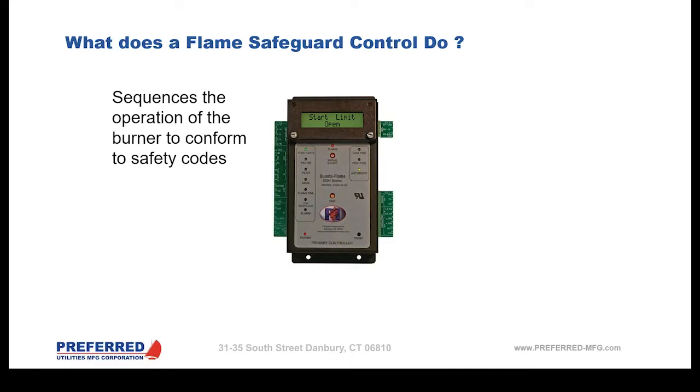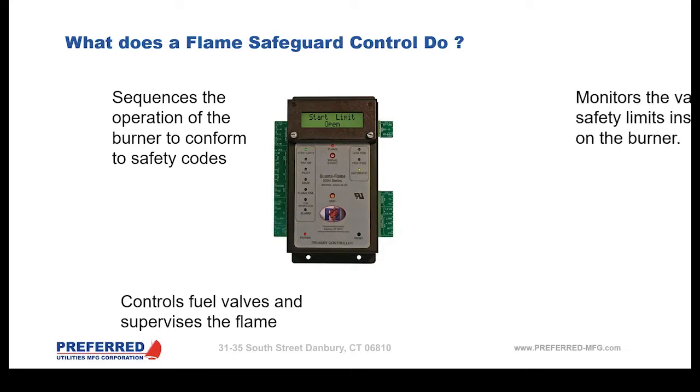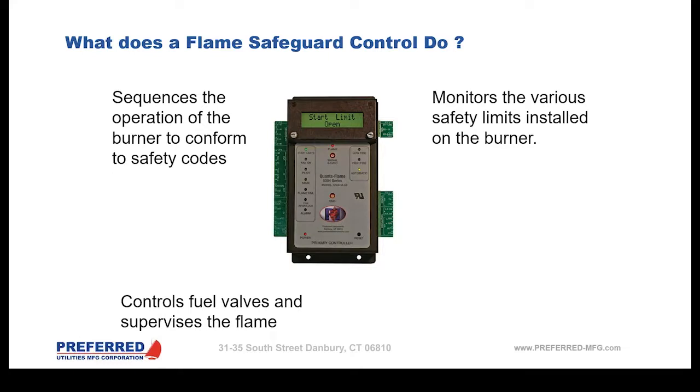So when you get away from a linkage type modulation control, like the programming Flame Safeguard up above, and you go to more precise servo controlled air-fuel ratio control, that's where you'll get into the parallel positioning.